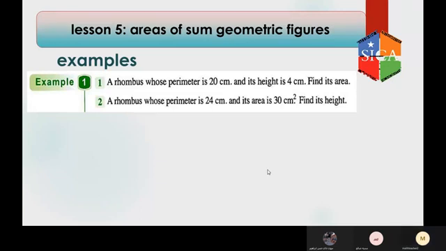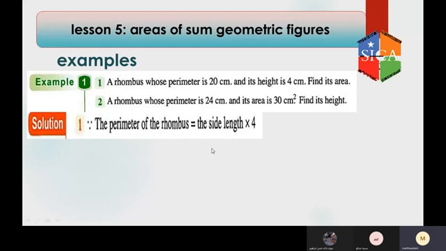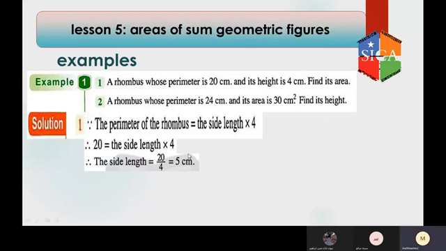The rhombus has 4 equal sides. Then to get the side length, we divide the perimeter by 4. 20 divided by 4 equals 5. Then the side length equals 5. The area of the rhombus equals side length times height. We have the height 4. Then the area equals 4 times 5 equals 20, but here square centimeters. The perimeter of the rhombus equals the side length times 4. Then 20 equals the side length times 4. Then the side length equals 20 divided by 4 equals 5 centimeters.